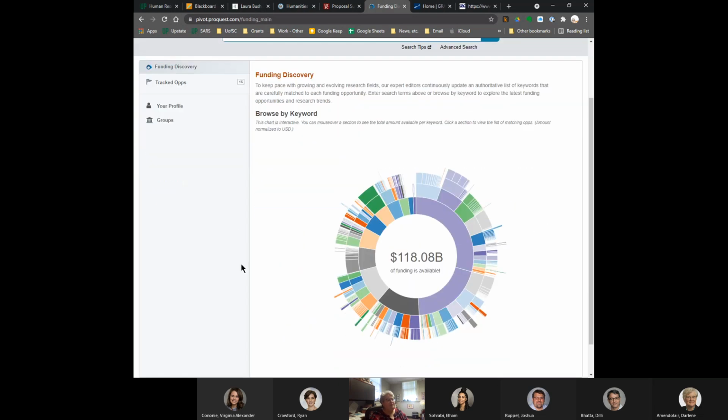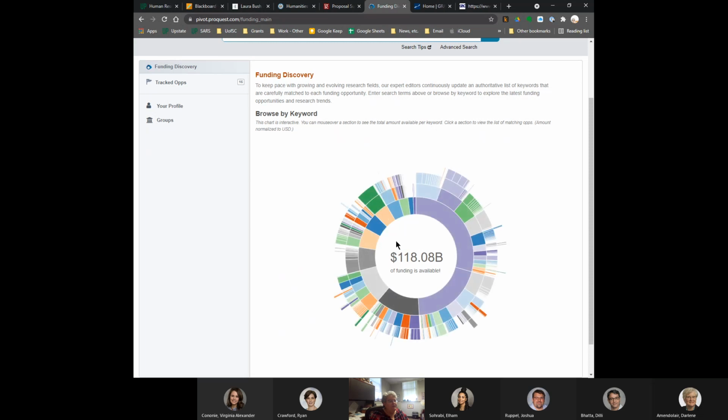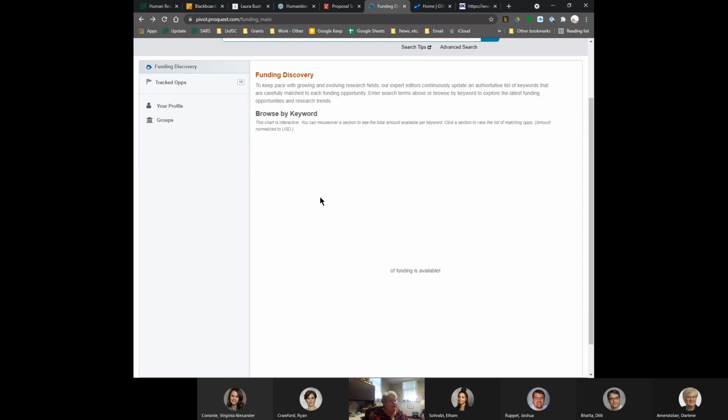This is the other page I think is kind of cool. This is their chart where you can see visually how much money is available for each different thing. You see a big chunk is for natural and physical sciences, $67 billion. Military sciences, $11 billion. So it's a quick way, and if you click on one of these, it will take you to all of those funding opportunities that fit that.